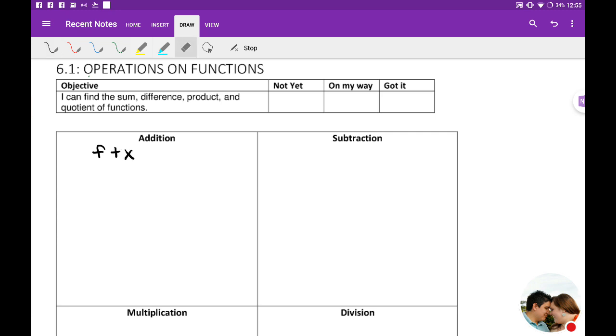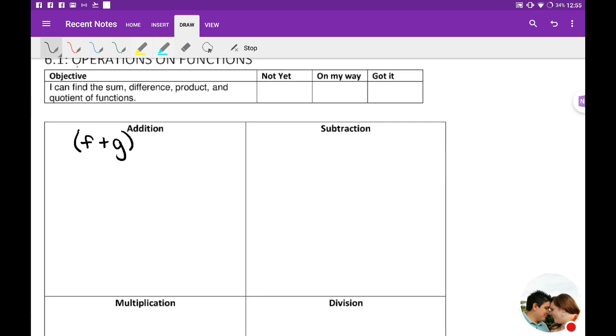Whoop, not f plus x. (f + g)(x) will be together in parentheses, and what that says is the function called f and the function called g will be added together, and the x out to the side, all that that's saying is that x is going to be the variable that they use in this function.